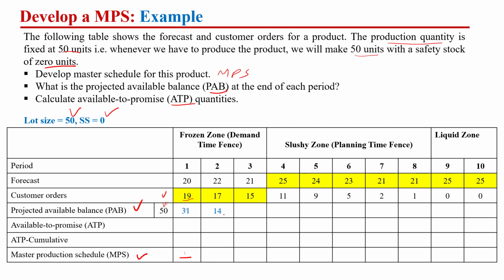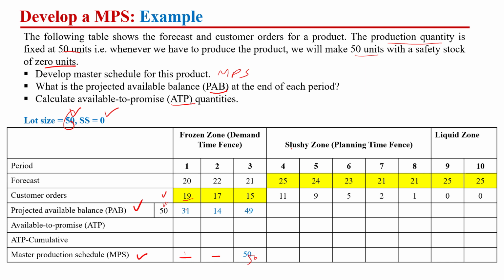Again, here the MPS is going to be 0. And then I cannot meet this demand with the help of this 14. So therefore, I have to produce here. How much do I have to produce? This is going to be 50 here. Okay. And then 14 plus 50, 64, minus 15 is going to be 49.